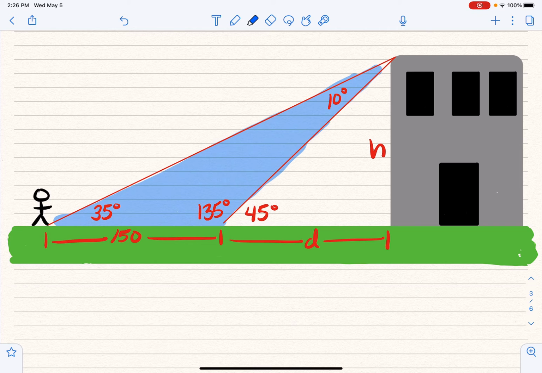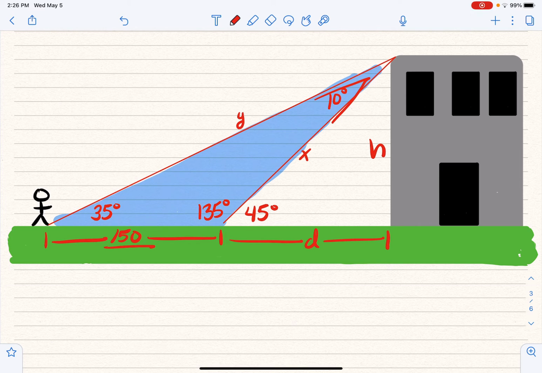Now think about it. I've got a side, this 150, and I've got this angle of 10 degrees. So that's good, and so I can figure out the other things. I'm going to call this one X. I'm going to call this one Y. So I could solve for X and I could solve for Y.